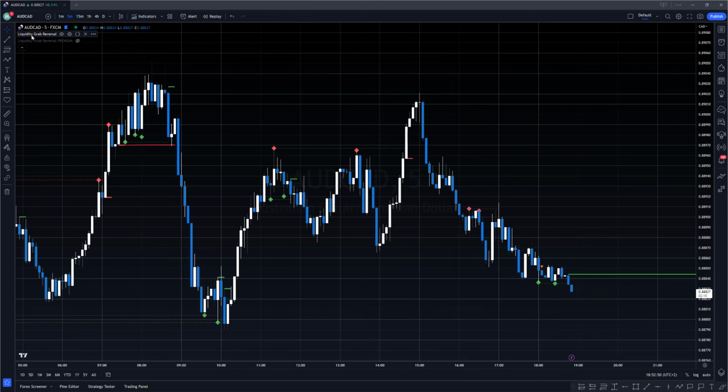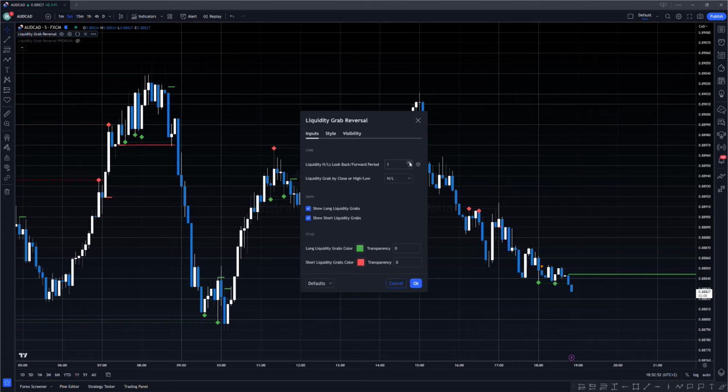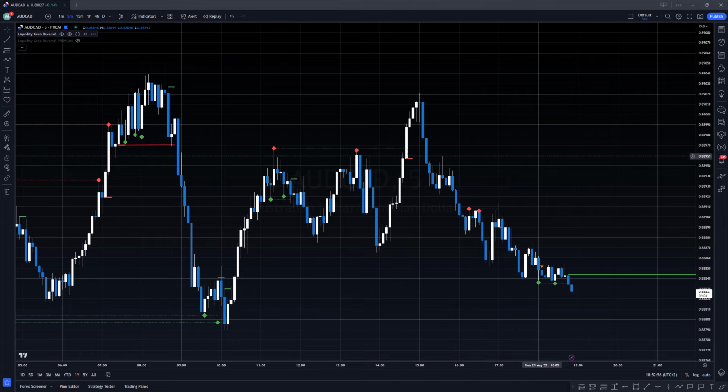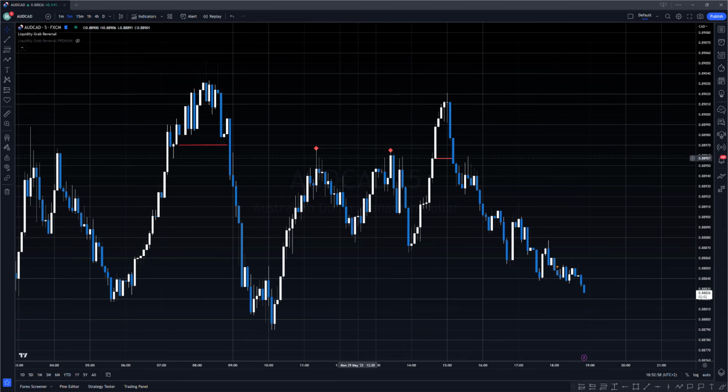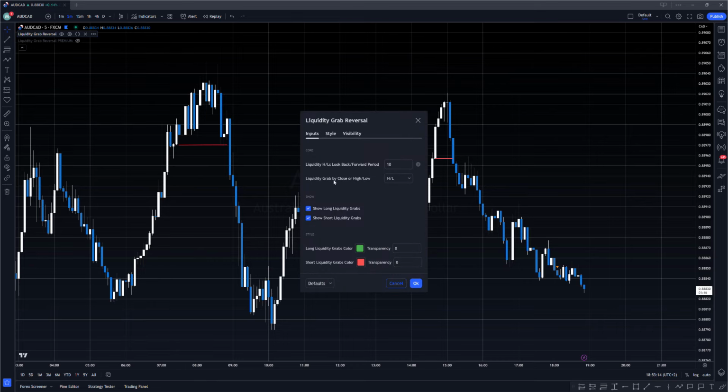But if you want really strong trades, or really strong supports and resistances to be grabbed, you can set it to 10, for example. You will find only the biggest pivot highs or lows, or the biggest supports and resistances. As you can see, this is a very strong and big resistance that was grabbed, and there was a very nice reversal.